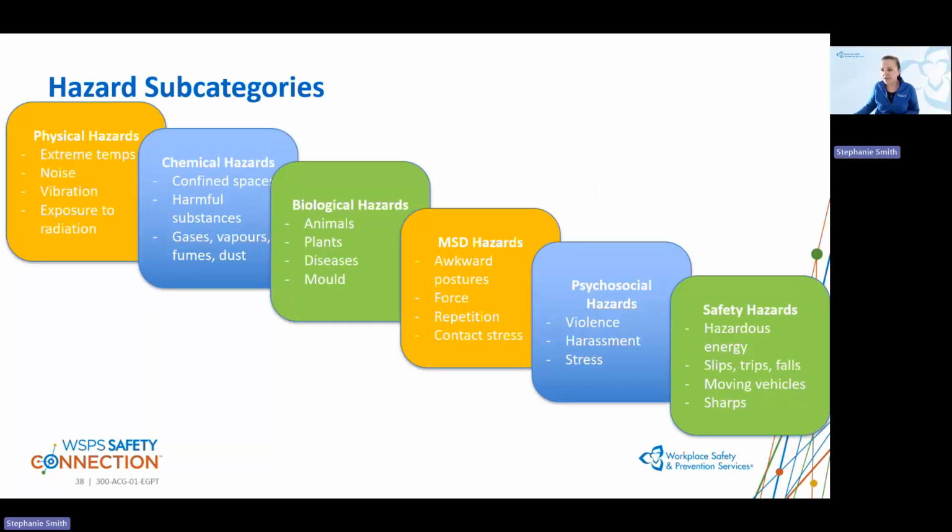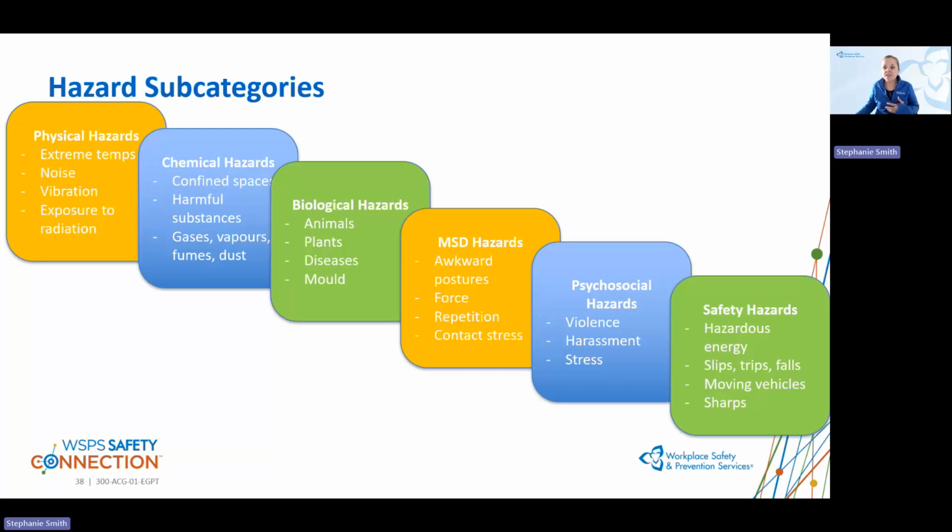So if we think, I know this is small, but this kind of gives an overview of hazards. Physical hazards are the invisible hazards. You can't see them, but you can feel them. So things like extreme temperatures. We're headed into summer. We are going to have heat alert days. We've had some heat alert days already. That's a physical hazard. Noise is a physical hazard. Vibration can be a physical hazard. Exposure to radiation is a physical hazard.